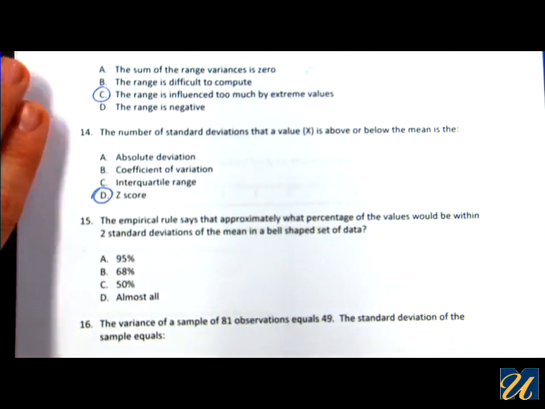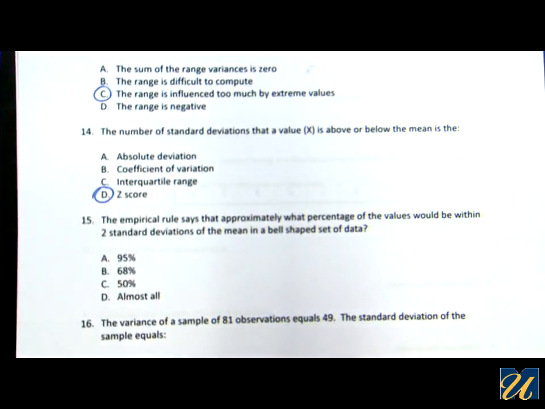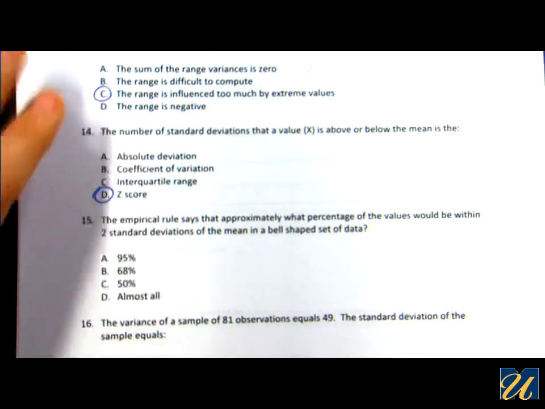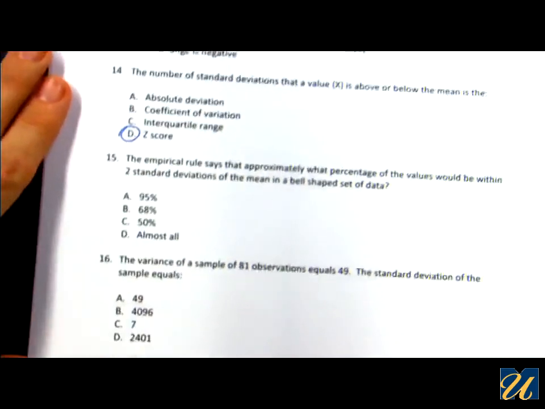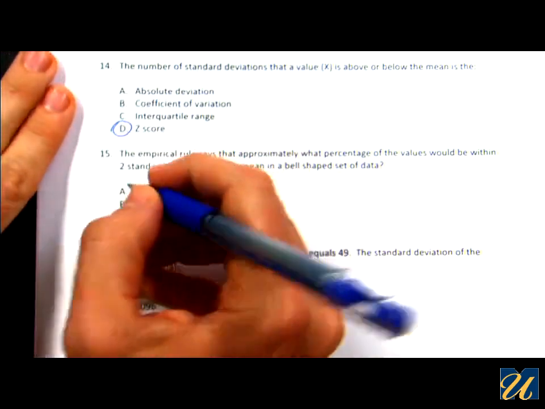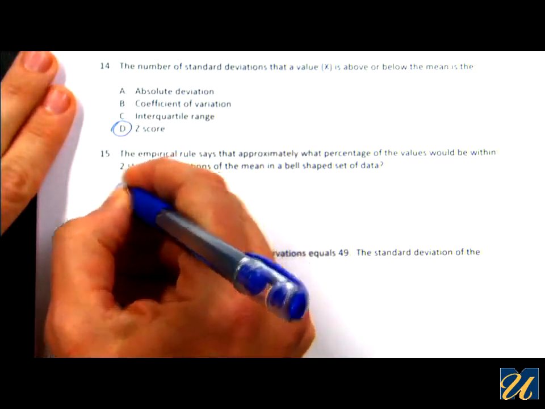The empirical rule says that approximately what percentage of the values would be within 2 standard deviations from the mean in a bell-shaped set of data? 2 standard deviations, that would make it 95.